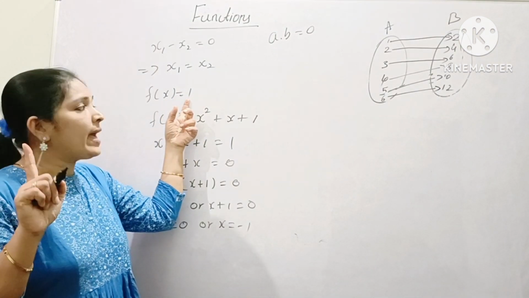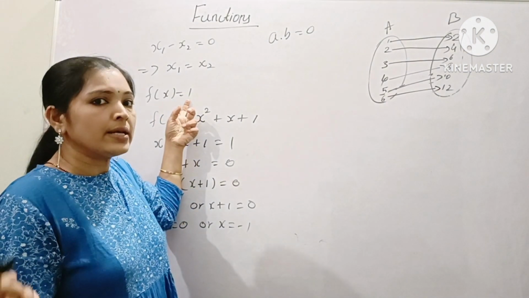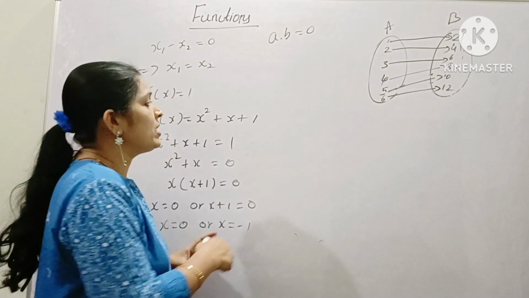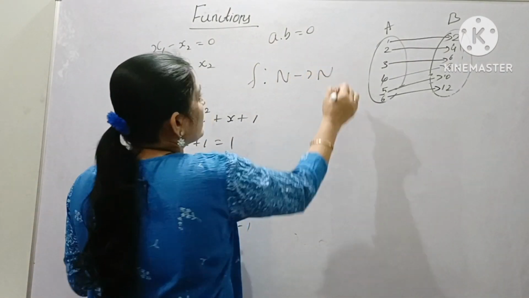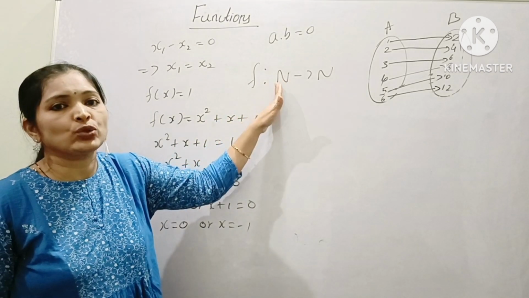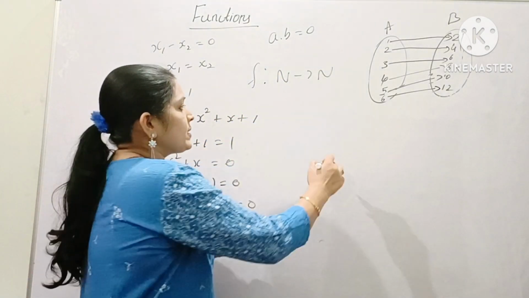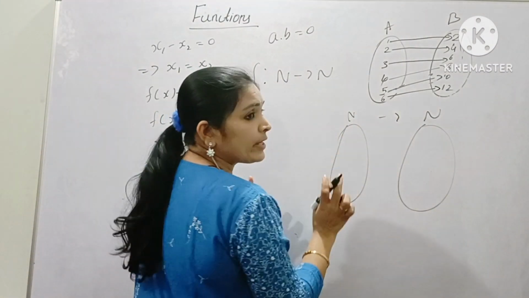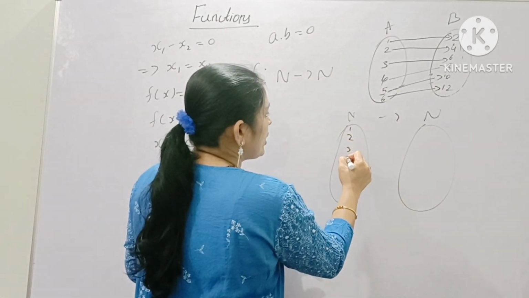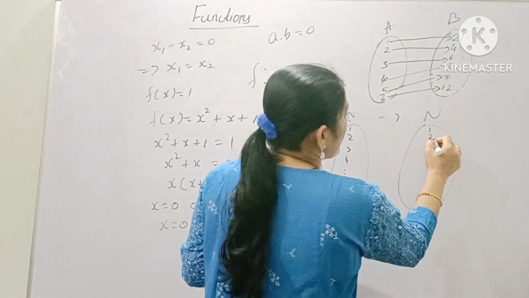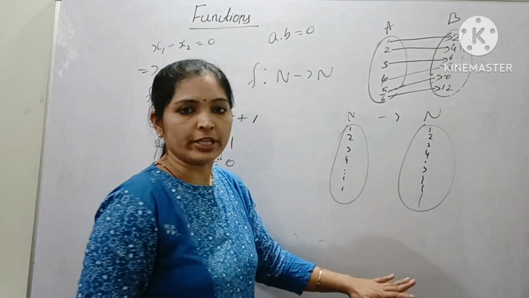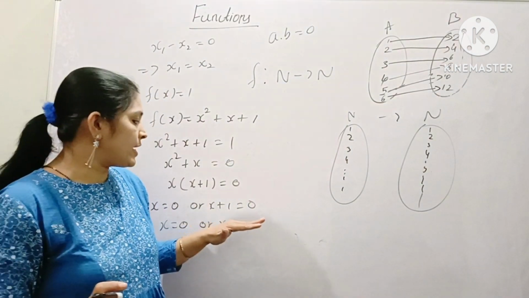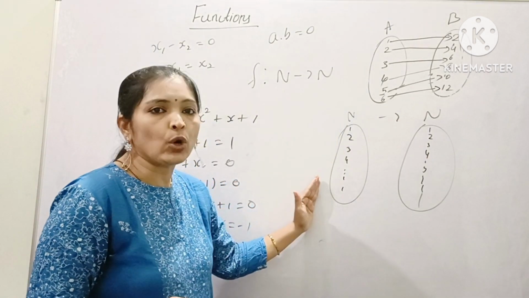That means the element 1 in the codomain, this one is the image. But see, what is our function? Our function is from N to N, natural numbers to natural numbers. Natural numbers means 1, 2, 3, 4, up to infinity, here also 1, 2, 3, 4, 5, etc. up to infinity. So here there is no 0 and minus 1 in the domain.